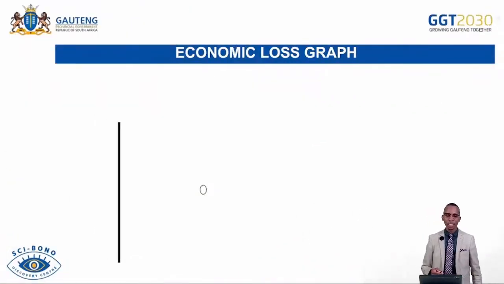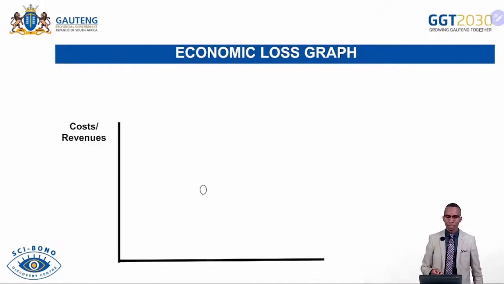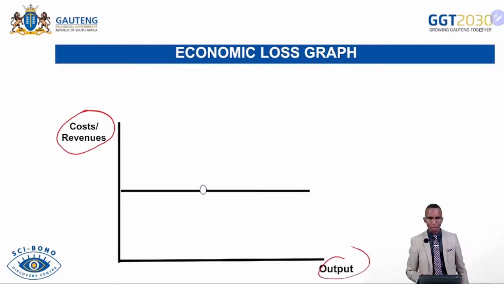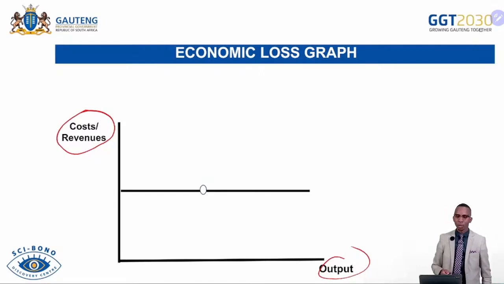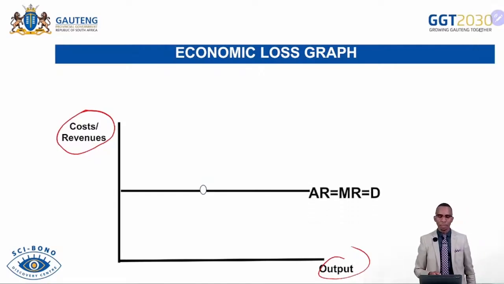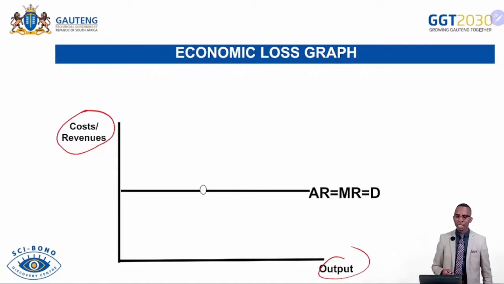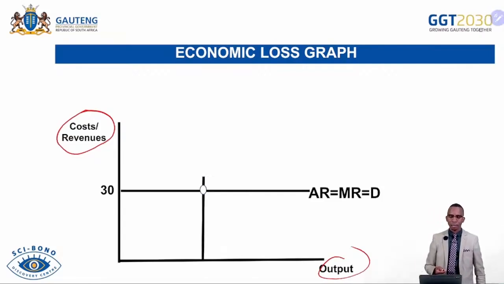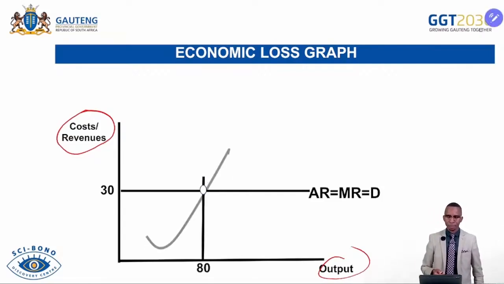Then this is the graph that indicates economic loss. So that is our cost and revenues, and then we have the output or the quantity on this side. And then what next? We have our demand curve, which is AR equals MR equals D, because it simply means along this demand curve, average revenue and marginal revenue are equal to the price and the demand in this condition. And then the price is 30 Rand, or the selling price. Then we connect in there. There is our marginal cost.